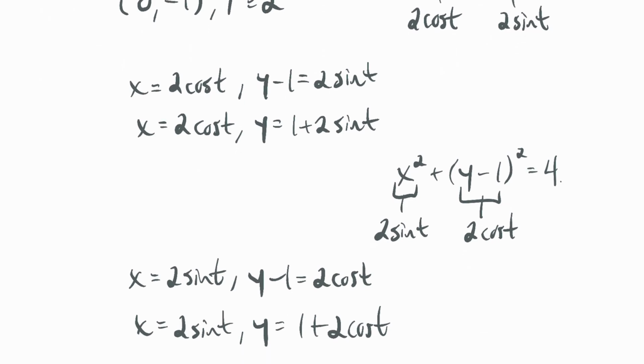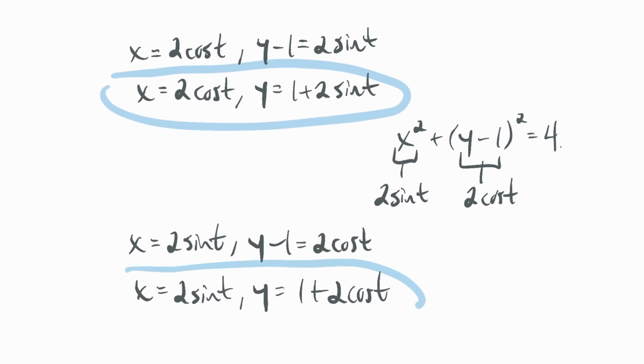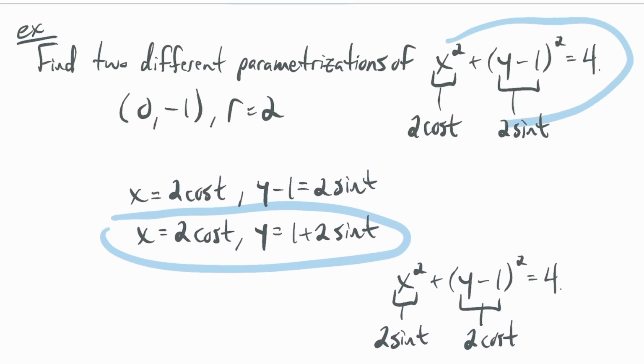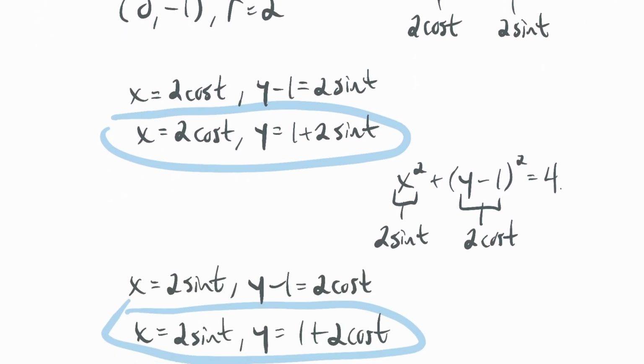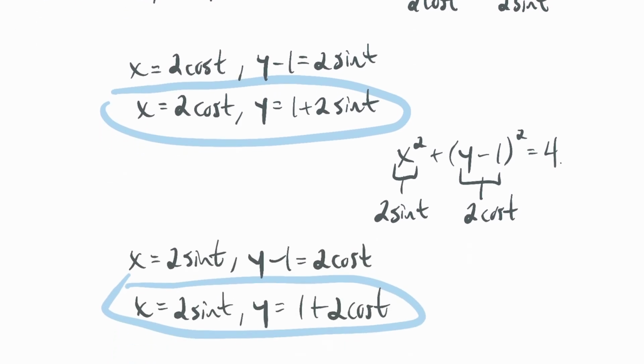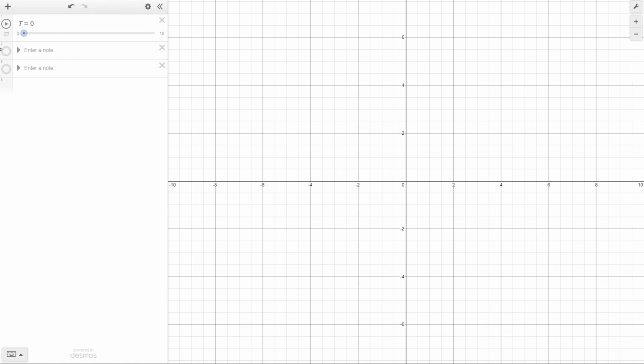And these might look very different. I've swapped sine and cosine, but they're both parameterizations of the same plane curve, so they'll make the same path, just in a different way. So let's take a look at that and see what that looks like. Okay, so I've got this first little folder. I have the first parameterization set up, and in this second folder I have the second parameterization set up.